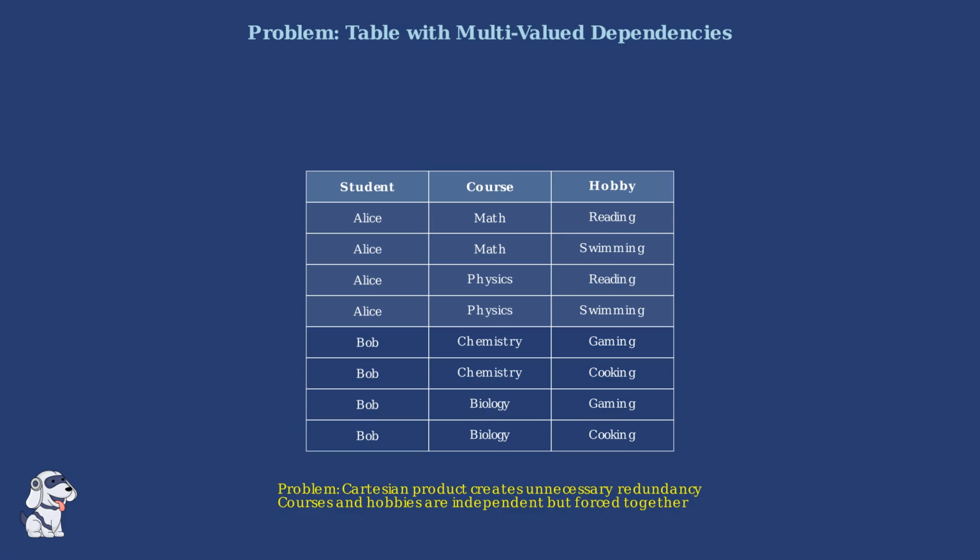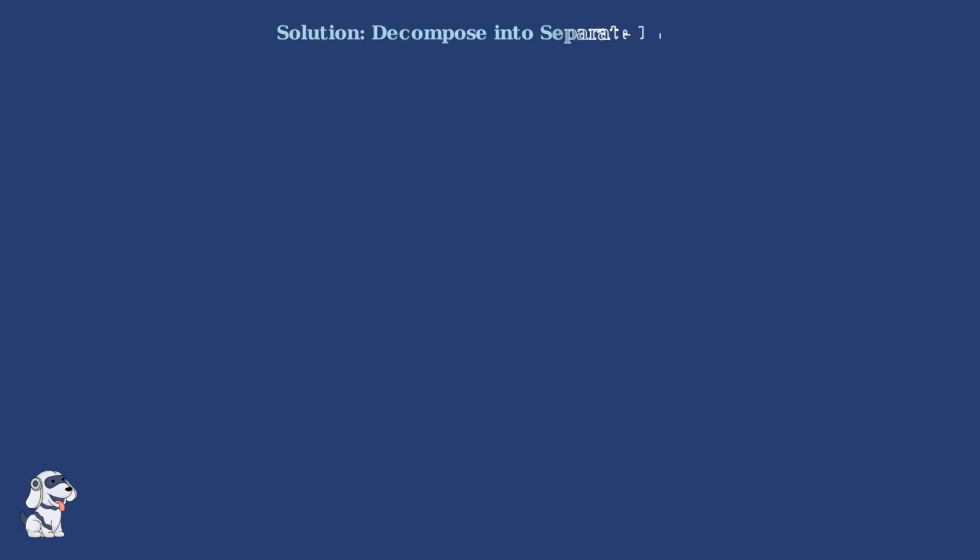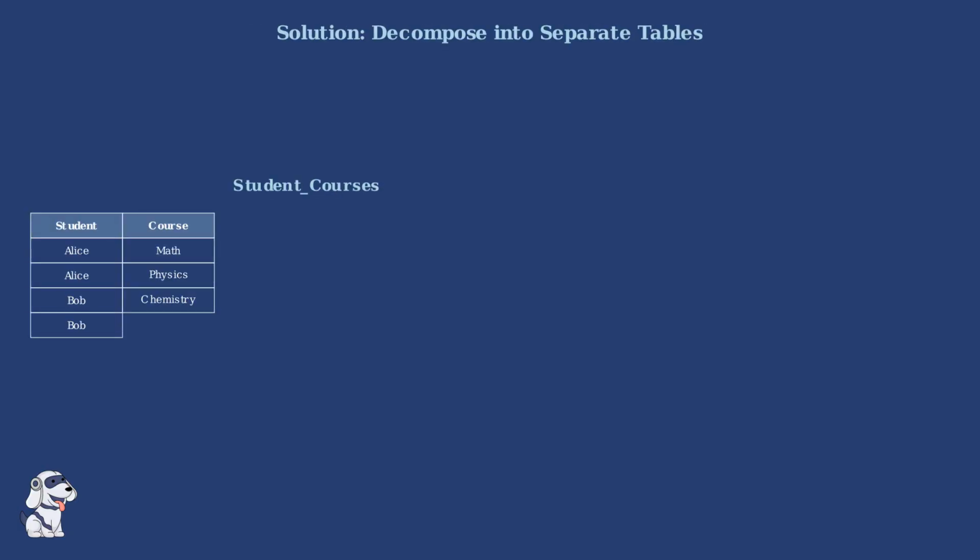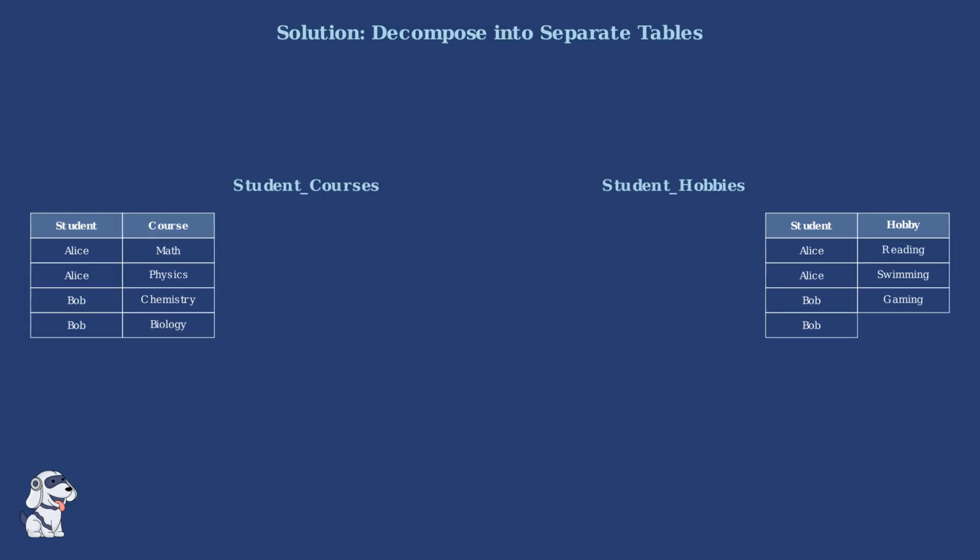The storage grows exponentially, and courses and hobbies are artificially linked when they should be independent. The solution is to decompose the original table into 2 separate tables. The student courses table stores the relationship between students and their courses, while the student hobbies table stores the relationship between students and their hobbies. This eliminates the multi-valued dependency.